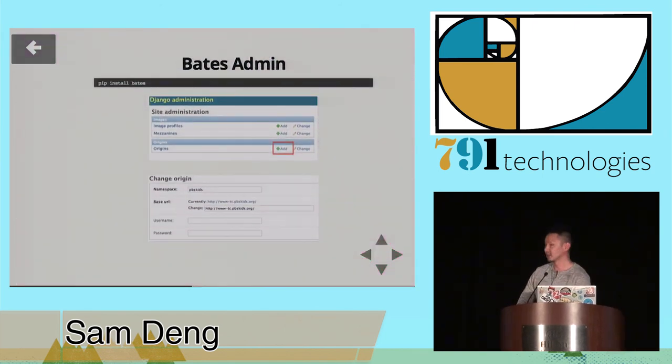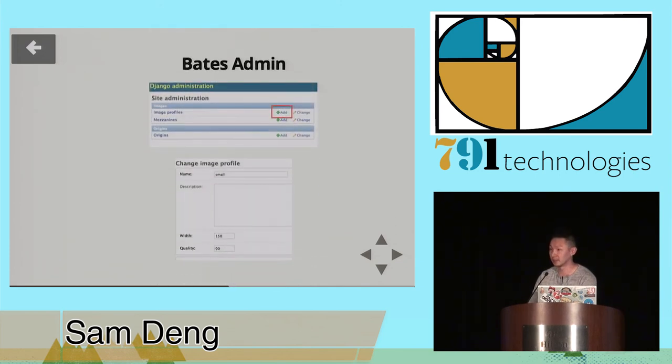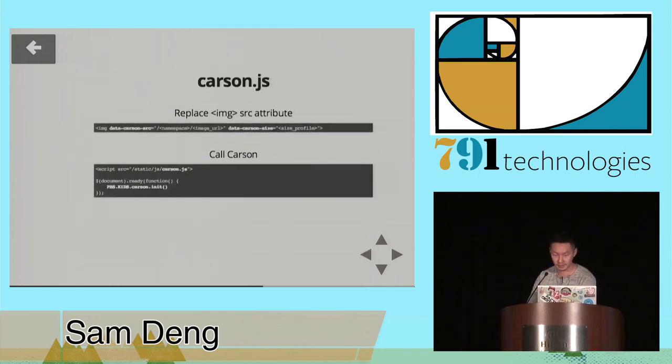All right. So here's the Django backend. You just pip install Bates. And here's the admin. There's a couple of things you need to configure. Obviously, you'd have to tell it where to fetch your images from. So there's the notion of an origin. And then your image sizes. So that's just a width, a quality, so you could compress it if you want to. And there's a name, a short name.